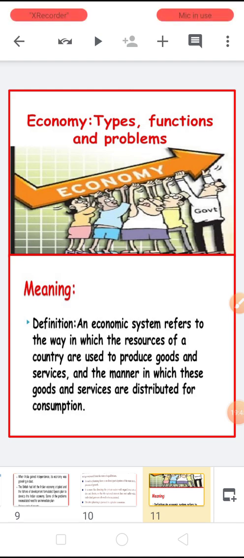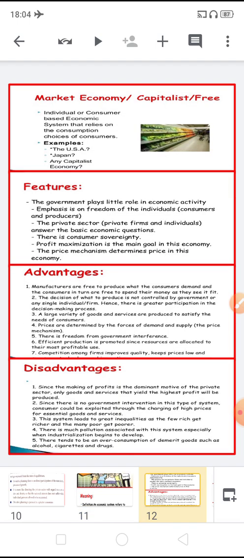So, an economic system, we can say, refers to an arrangement by which the central problems of an economy are solved. So first we have the market economy, which we call the capitalist economy, as well as the free economy.